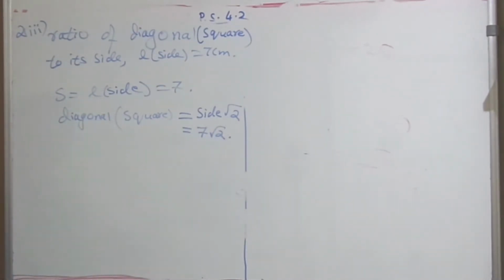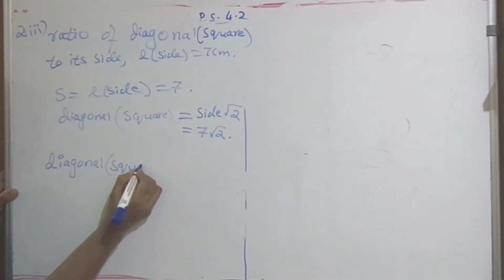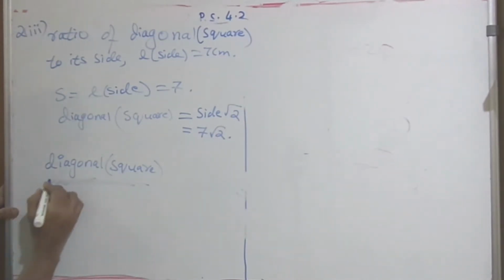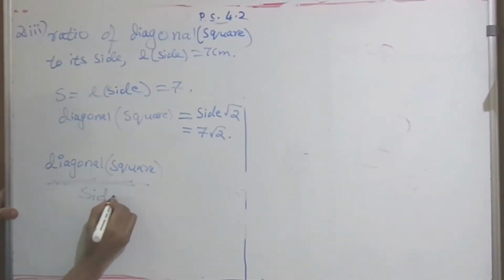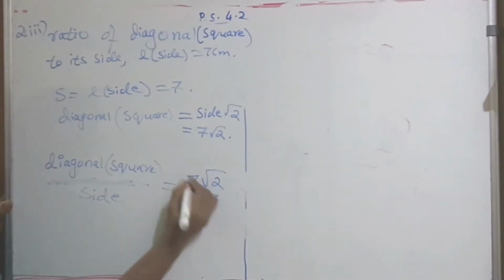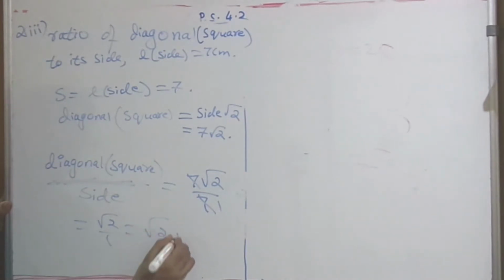So you have to find the ratio of diagonal of a square to its side. I will write with the red pen because it's just not writing. To its side, I'll just manage. Diagonal of a square is 7 root 2 upon side is 7. Cancel. So you get root 2 upon 1. That is root 2 is to 1. Okay. That's over.